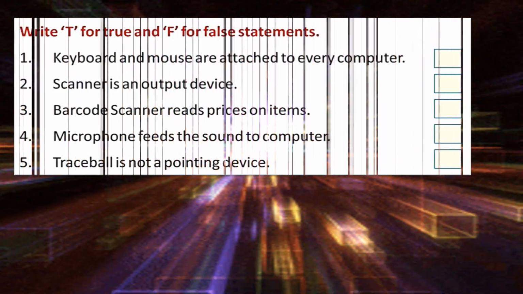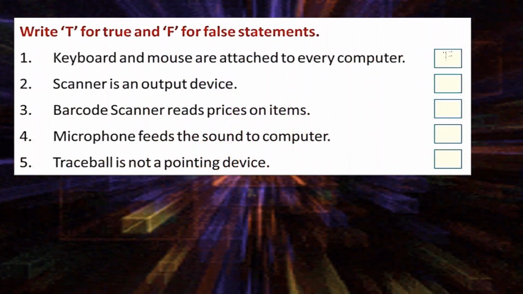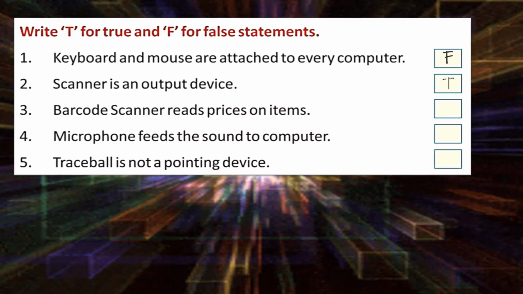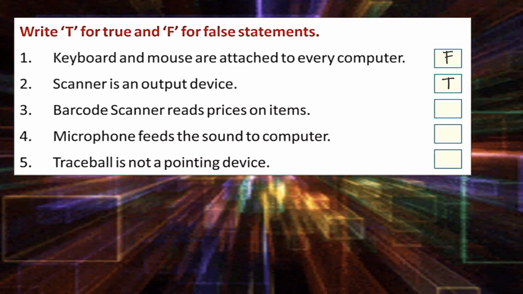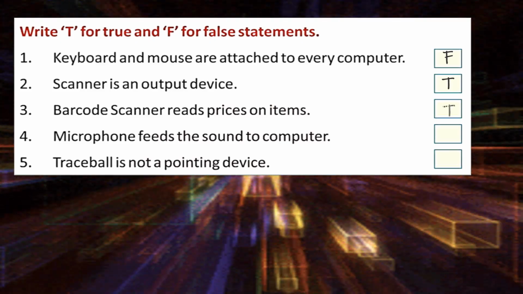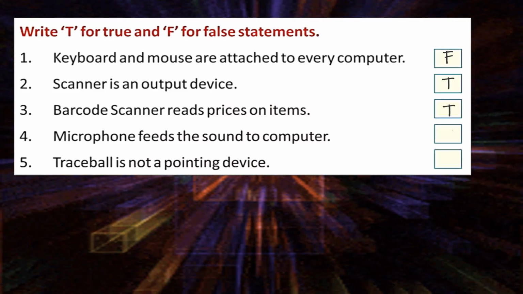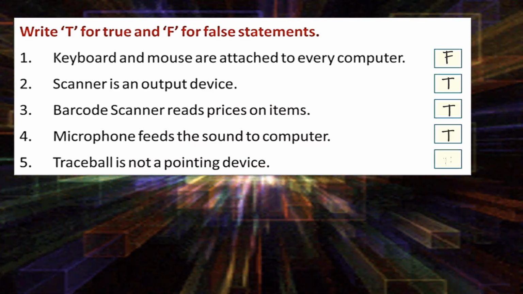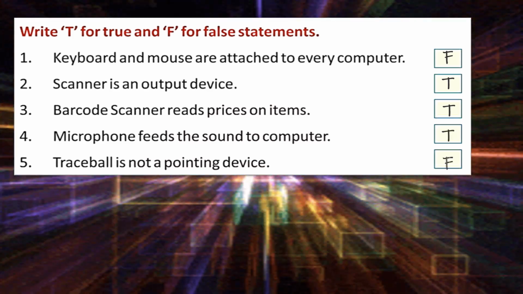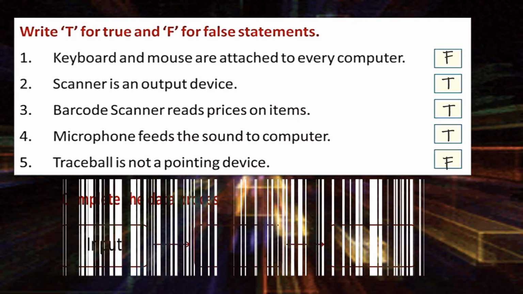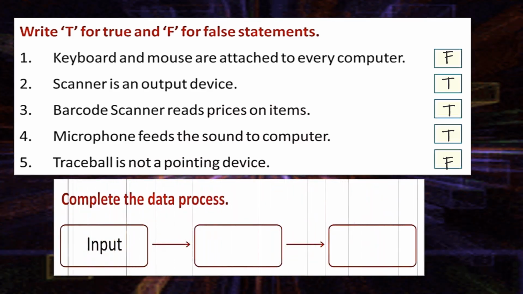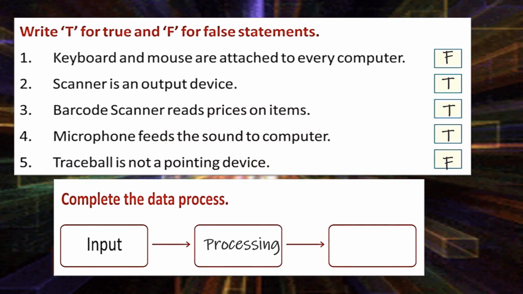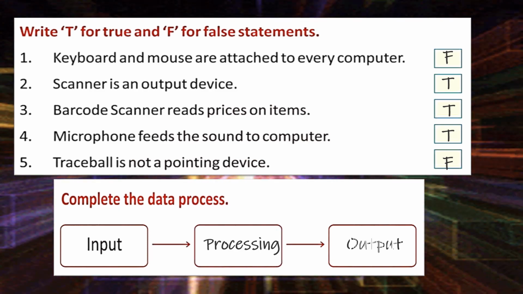Write true or false for the statements. Keyboard and mouse are attached to every computer. False. We have to attach them. Scanner is an output device. It's false. Barcode scanner reads prices on items. Very true. Microphone feeds the sound to computer. True. Trace ball is not a pointing device. It's false. Let's complete the data process. Input, processing, output.